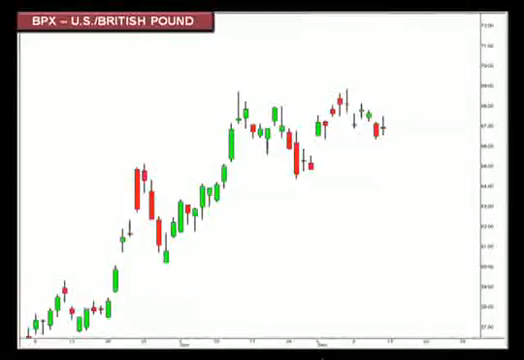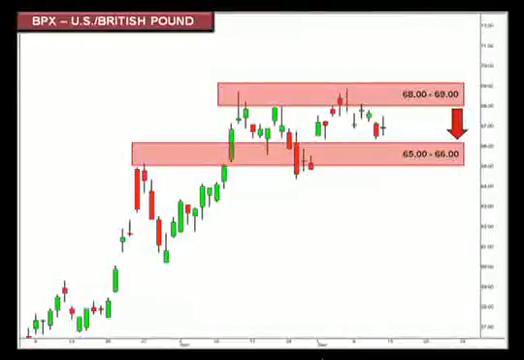Let's move on to the BPX, the U.S. versus the pound. Last week we observed a second test of the 68 to 69 focal zone and suggested that a near-term target to the downside could be found between 65 and 66. Although we did see a pullback, this zone still remains an important area of support, and we are open to the possibility of a further decline into this area.